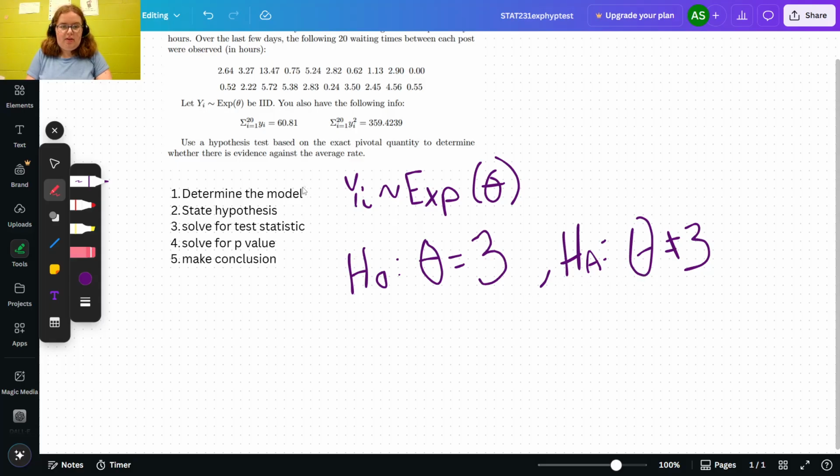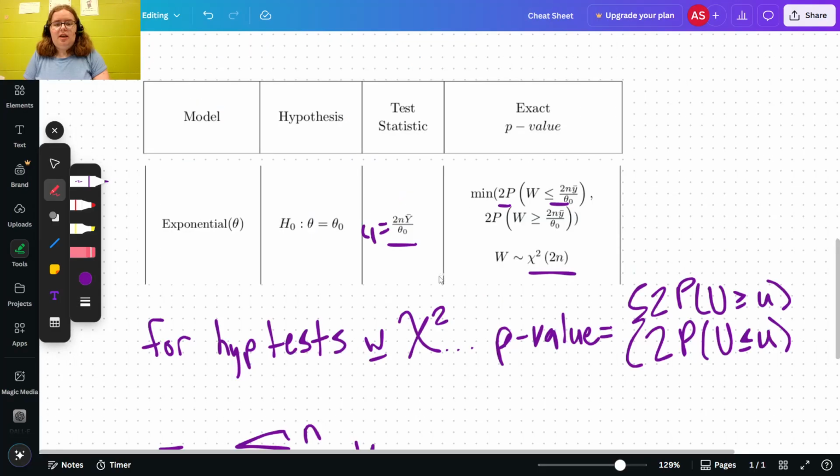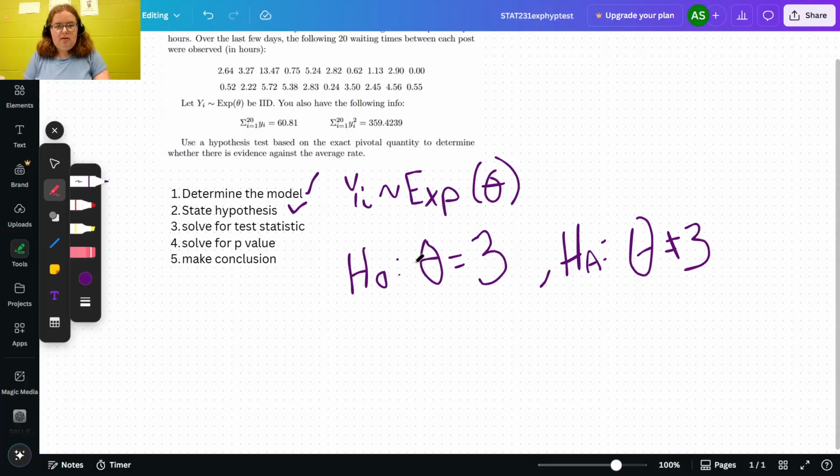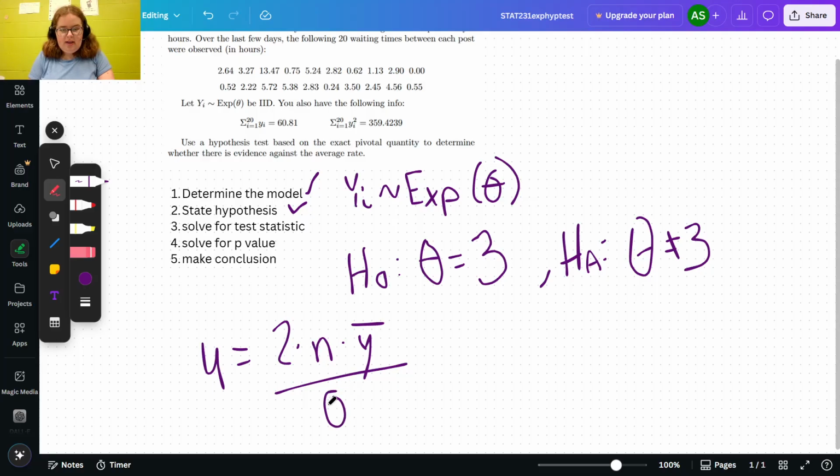So now that we have determined the model and stated our hypothesis, our next step is to solve for the test statistic. So in order to do that, you should have something like this written on your cheat sheet. I just took this directly from the course notes, so you can find this in the summary of Chapter 5. But I have that for the exponential, this u here is 2n y bar over theta naught. So I can just use that as my exact pivotal quantity, because that's what this is. So what I'm going to do is calculate little u equal to 2 times n times y bar over theta naught.